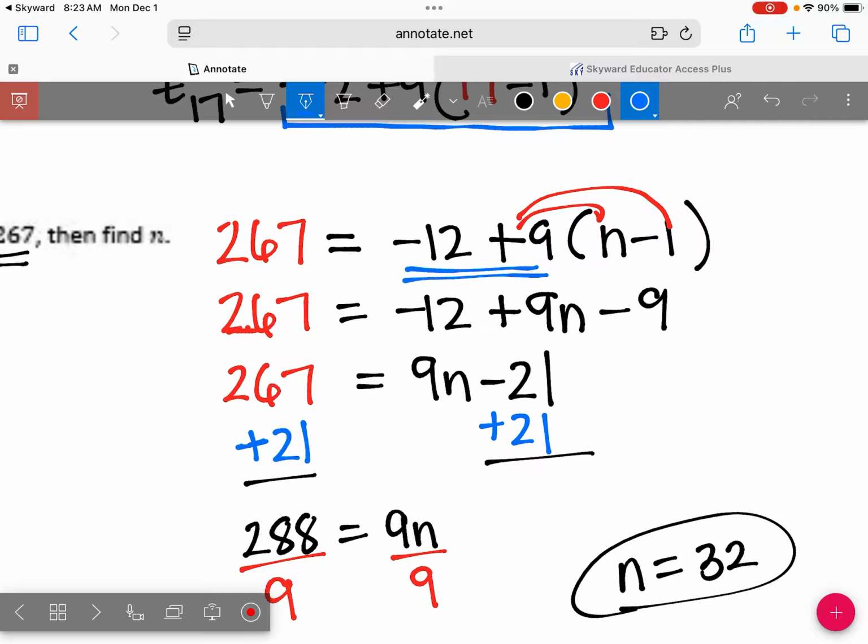You should get n equals 32. So I'll give you a moment to. That's okay. We haven't done this in a minute, but that's a huge no-no. Cannot do that. So what this is saying is if I start at negative 12 and I keep adding 9, the 32nd number in the list will be 267. All right, any questions about that?